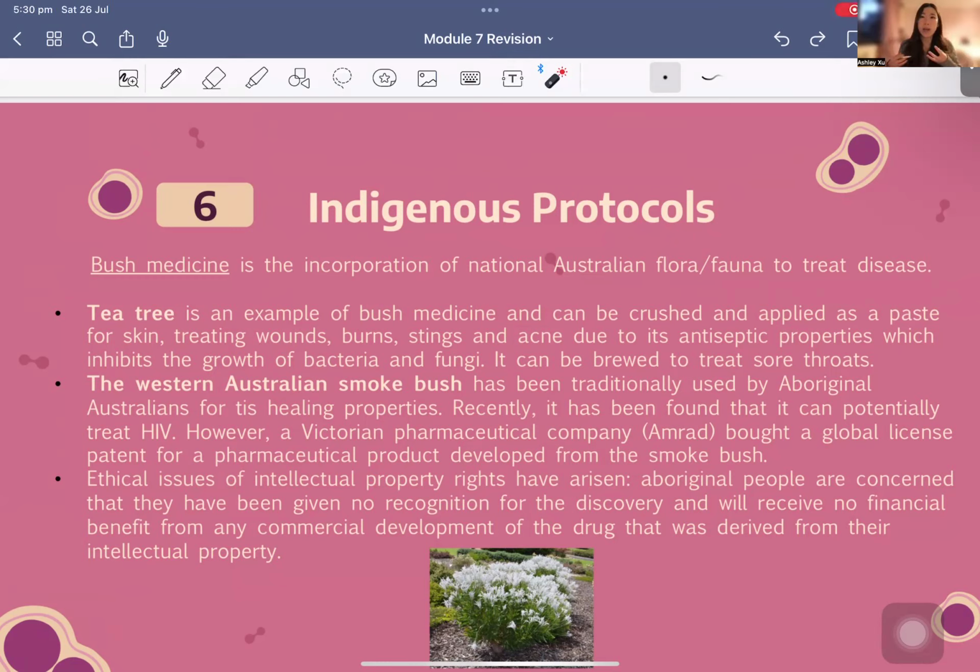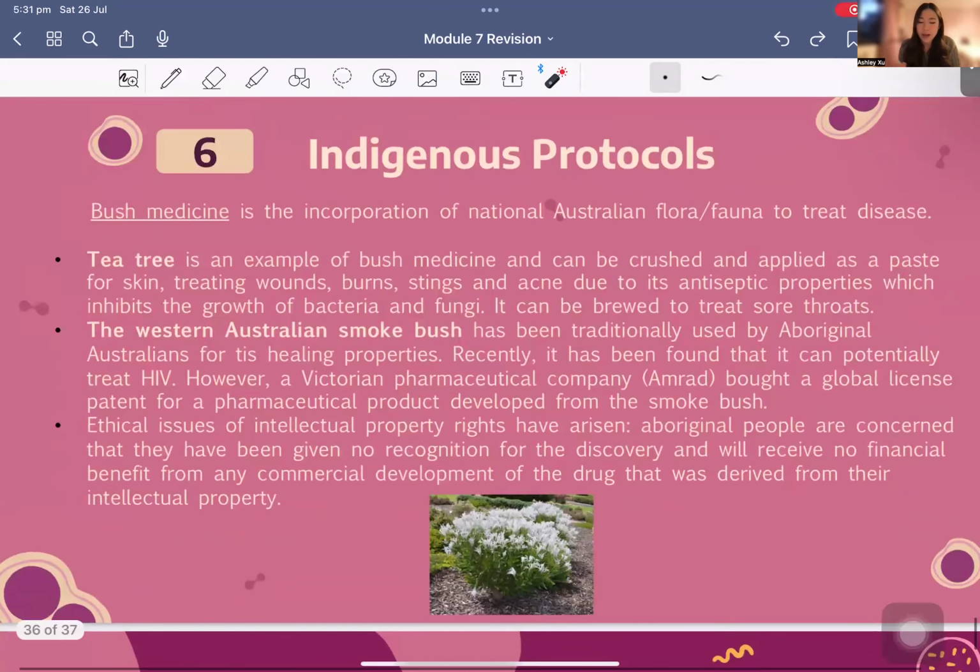Tea tree cleans out or prevents the growth of bad bacteria, viruses and fungi on your skin. Therefore, it's in your serums, and that just prevents acne development and pimple development. Another use of it is it can be brewed to treat sore throats. That is also a very good one.